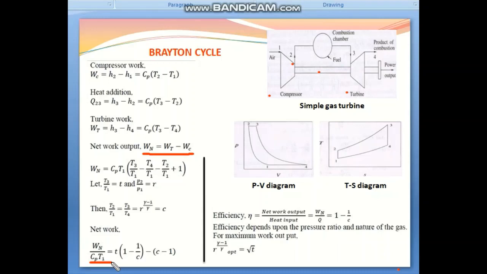Another thing, small t is nothing but the ratio of higher temperature to lower temperature, that is T3 by T1. T3 is the higher temperature and T1 is the lower temperature. Small r is the pressure ratio, that is P2 by P1. This line is P1 and this line is P2. So higher pressure by lower pressure is the pressure ratio, and C is nothing but R to the power gamma minus 1 by gamma. Okay.